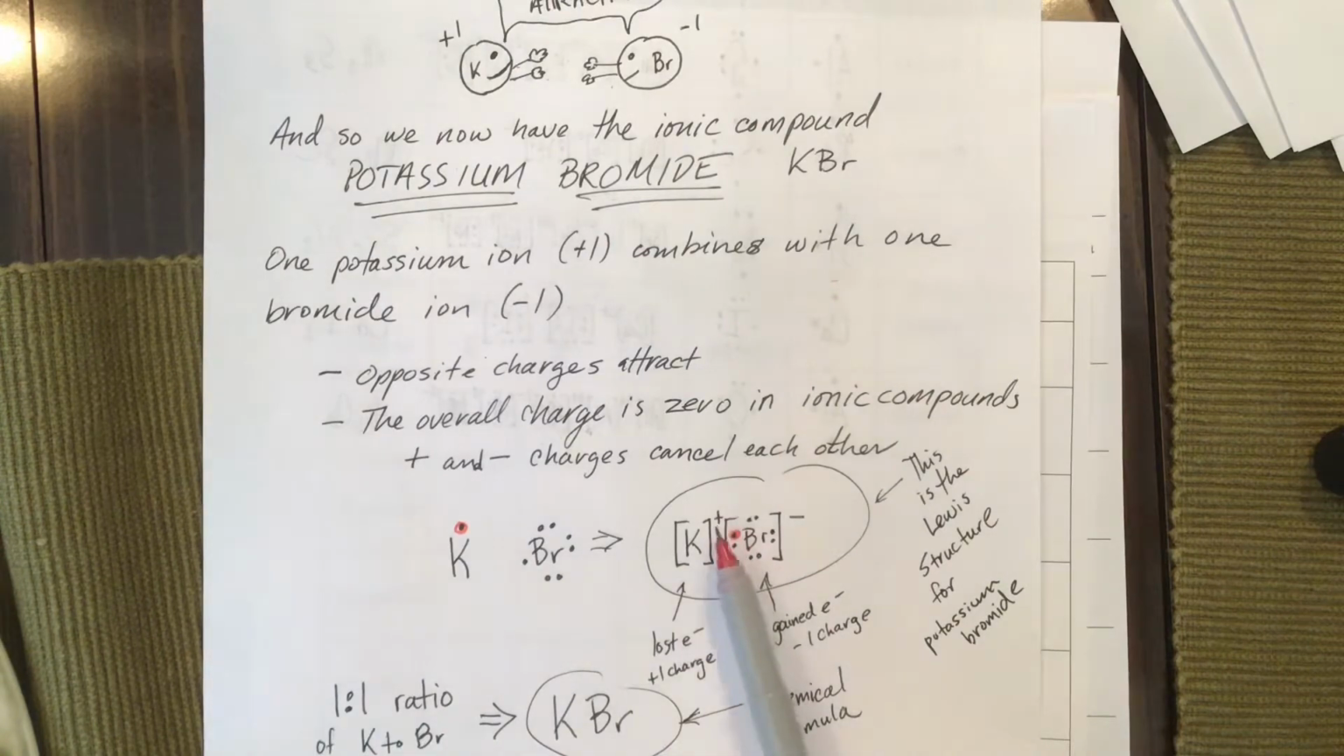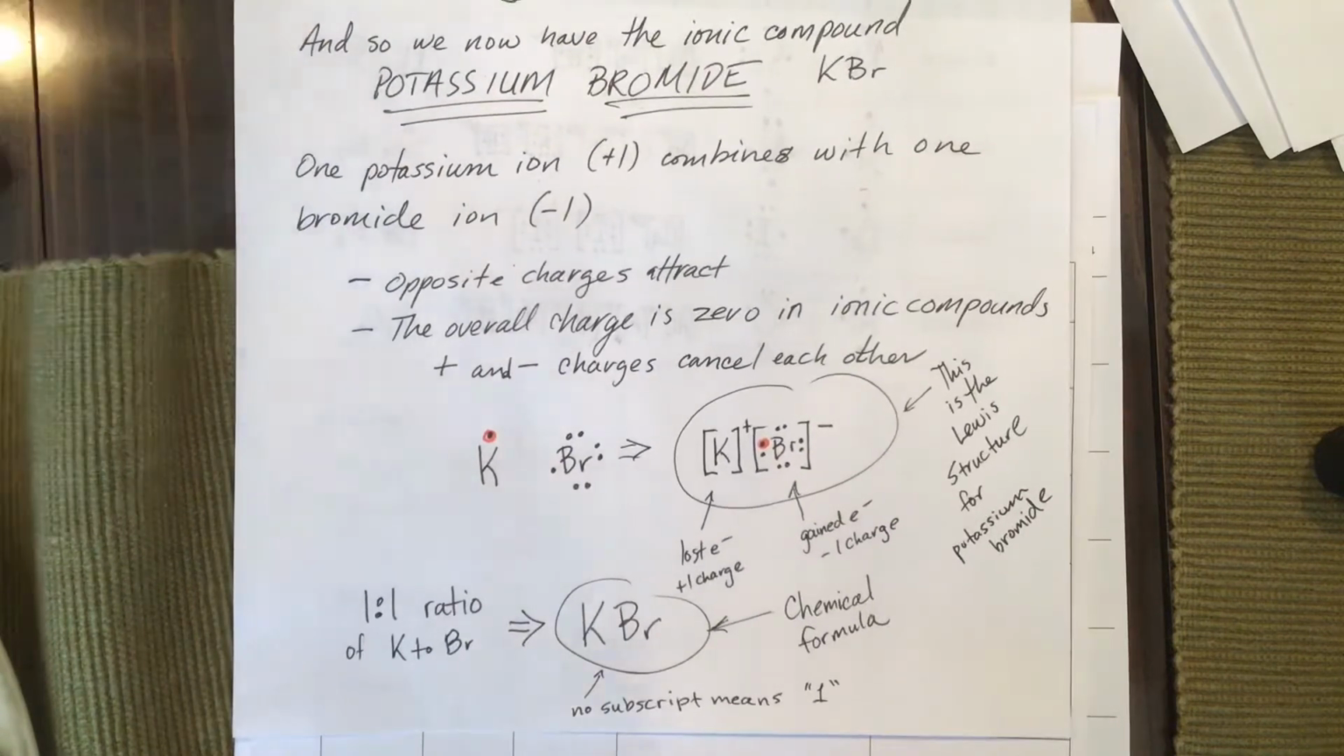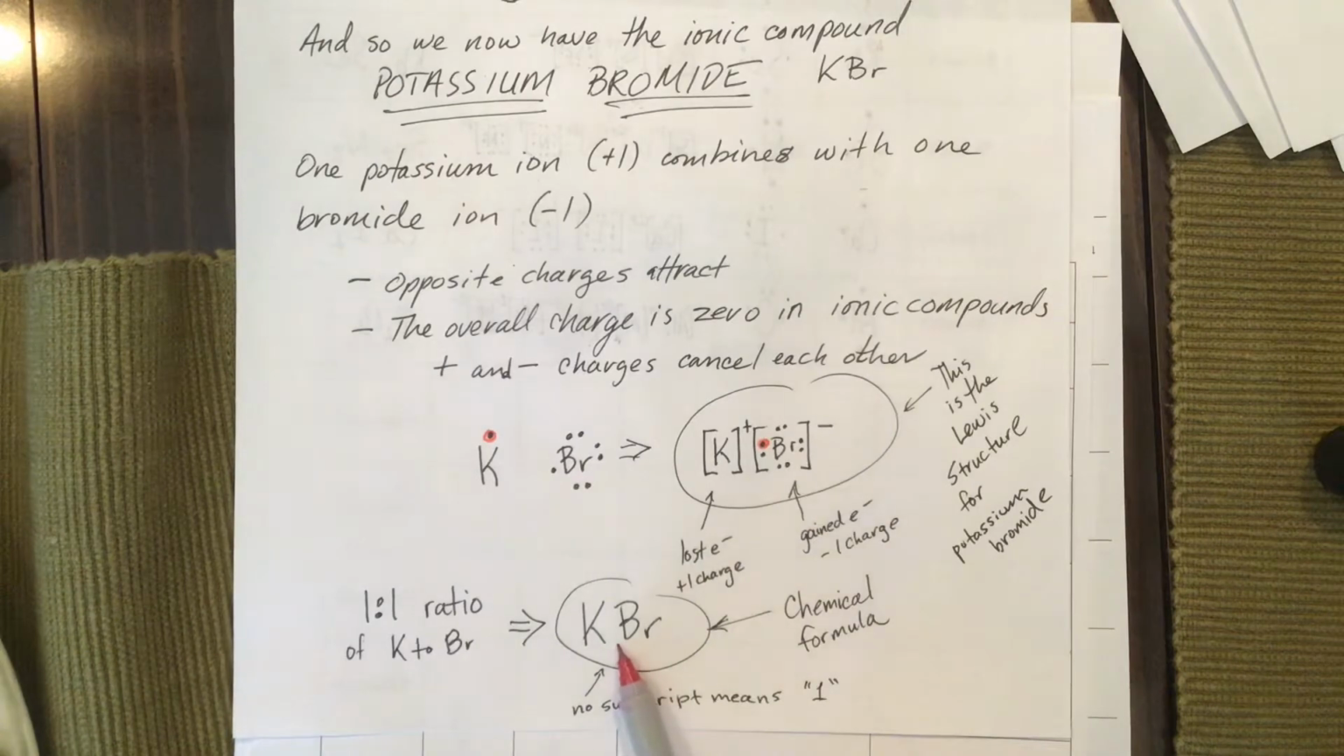Anytime you see just a plus sign, that means +1. The cool chemists don't write the 1. If you want to write +1, that's fine. Now bromine over here has gained that electron. It has a -1 charge because it gained an electron. So this tells us that potassium and bromide will combine in a 1-to-1 ratio. And that means the chemical formula is going to be KBr. When we write chemical formulas, we don't put a subscript of 1. If we needed 2 potassiums, there'd be a 2 there. But we just need 1, and we don't write 1s.